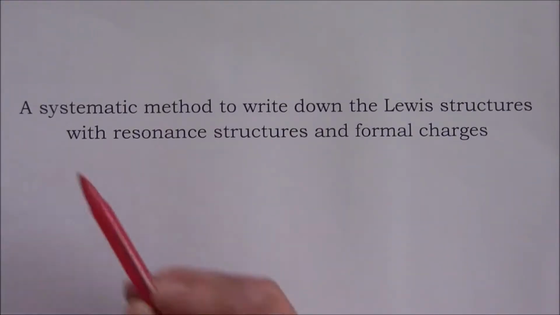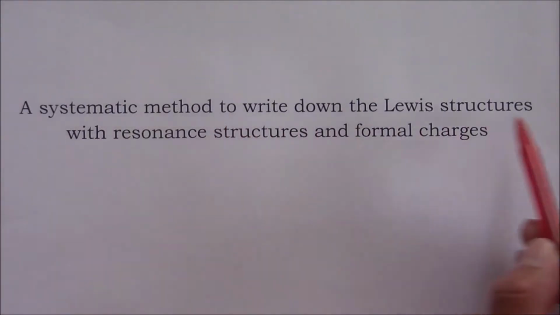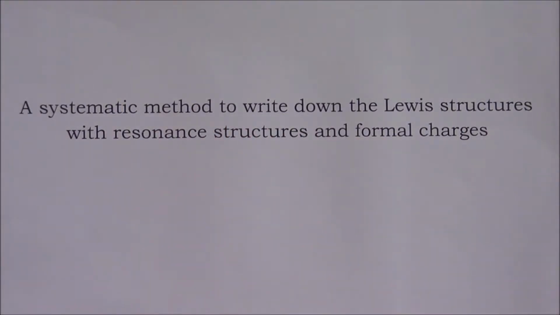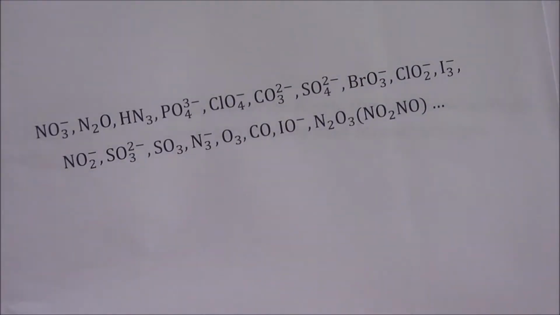Today, I'm going to teach you a systematic method to write down the Lewis structures with resonance structures and formal charges. There are a lot of molecules and ions whose Lewis structures are very difficult to write down correctly. Here is a list of them. Well, if you can follow the procedures I'm teaching you here, it will be relatively easy and relatively fast to write down the correct Lewis structures with resonance structures and formal charges for any molecule or ion.